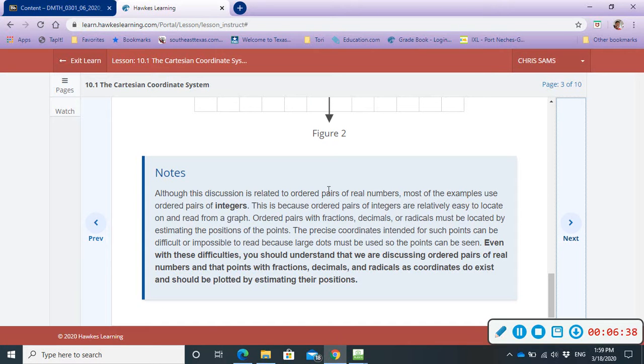It says most of the examples we're going to be using integers, so whole numbers, because it's easier and better to locate them. Sometimes you will have fractions or rational expressions. They'll have a little difficulty, but you can still do it. You'll kind of see it when we do it.